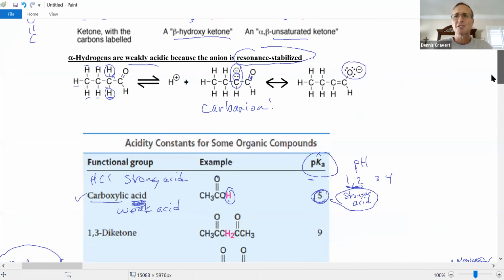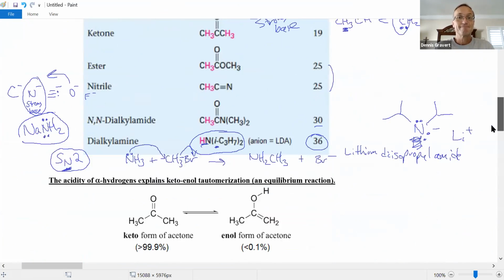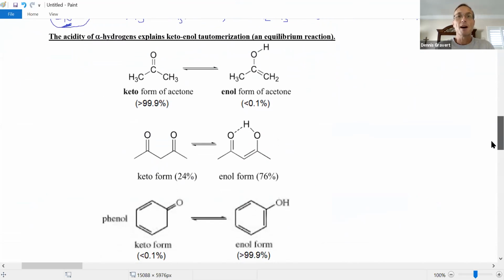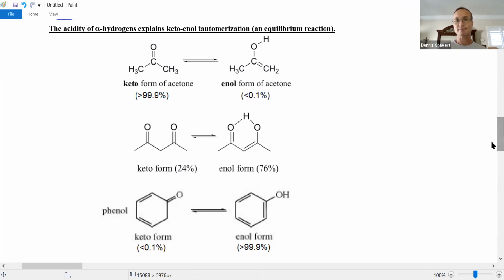But if we can get a good understanding of the acid-base chemistry, that'll help us get through Unit 4. Okay, a little bit more about the alpha hydrogen being weakly acidic. This explains keto-enol tautomerization. So we'll go to tautomerization in a minute. That should be familiar to you. We've seen it, I think, 3 times in the past. We'll review that a little bit in a minute.